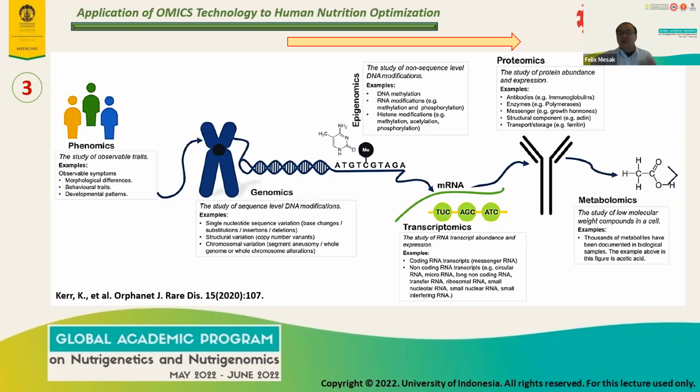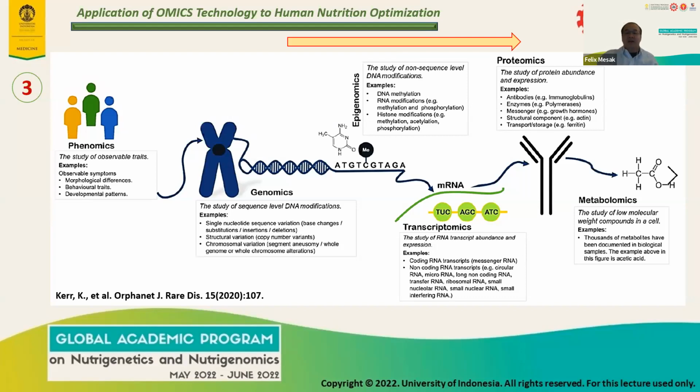And then genomics, if we understand phenotypes, we want to get to know what is the level of genetic expression. We can even try to understand on the DNA level itself as in totality. Or so the study of sequence level DNA modifications that would correlate to the phenotypes. For example, single nucleotide variation or base changes, substitution, insertion, and or deletions, structural variations such as copy number variants, or a chromosomal variation such as segment aneuploidy, whole genome, or whole chromosome alterations.